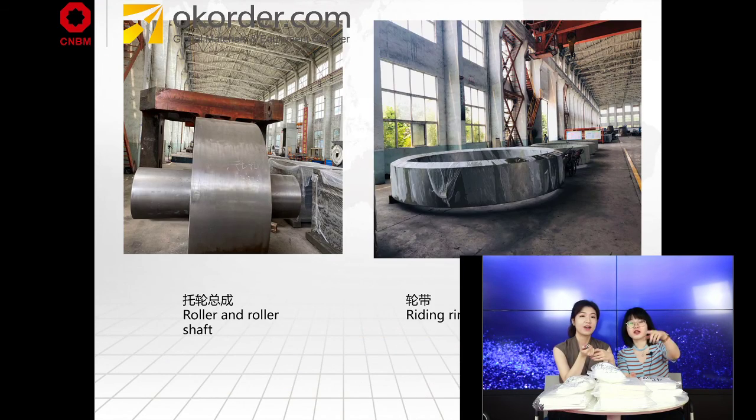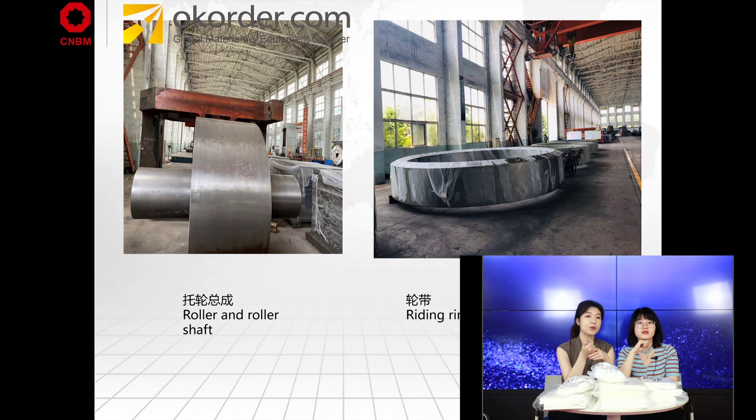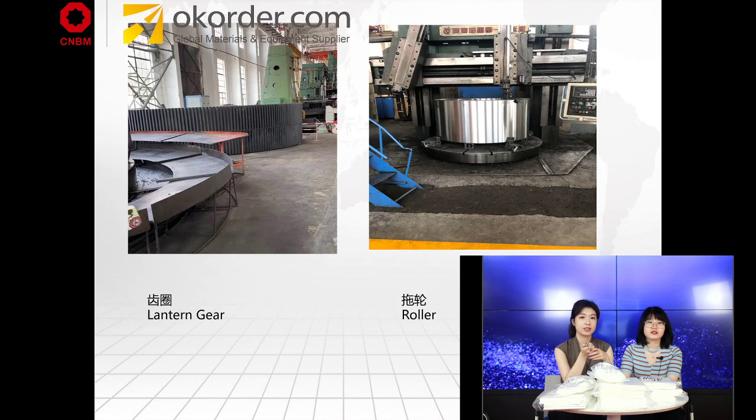Rotary kiln section. Yeah, this is the rotary kiln section. This is the shell. The red one is the shell, the shell for the rotary kiln, for rotating. And this is roller and roller shaft. And this one is retaining ring. Okay, this is lantern ring. And this one is roller.